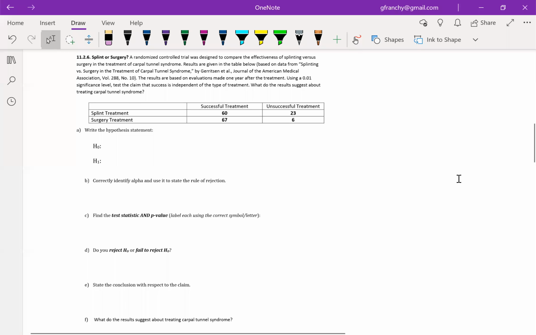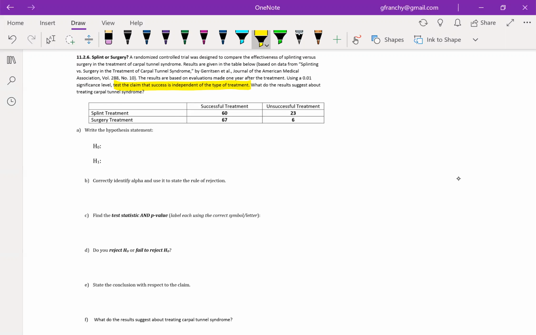So question number 6 out of 11-2. A randomized controlled trial was designed to compare the effectiveness of splinting versus surgery in the treatment of carpal tunnel syndrome. Results are given in the table below, and they list out the study that this came from. The results are based on evaluations made 1 year after treatment. Use a 0.01 significance level to test the claim that success is independent of the type of treatment.